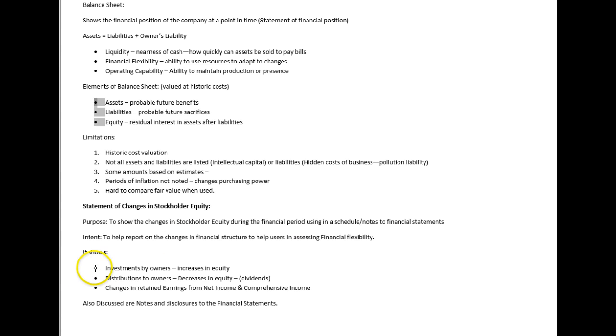It will show investments by the owners, which would be buying more stock, distributions to the owners, which would be dividends that are paid, and it will show the changes in retained earnings with net income and comprehensive income. We're going to do a little bit of all of this, and we're also going to discuss notes and disclosures to the financial statements.